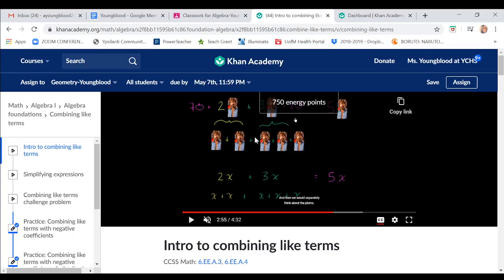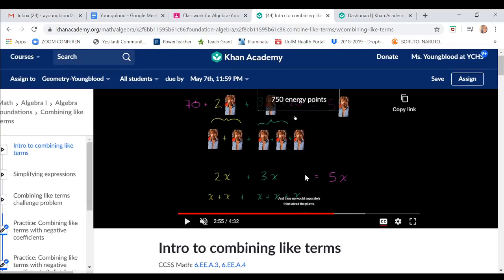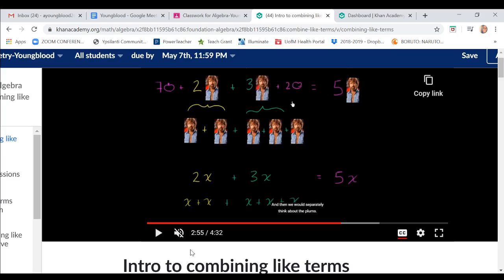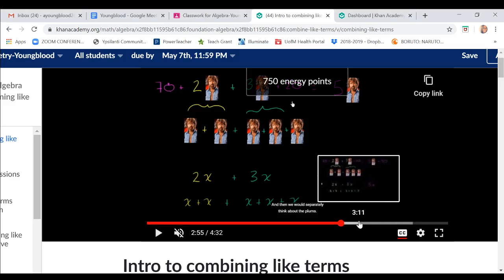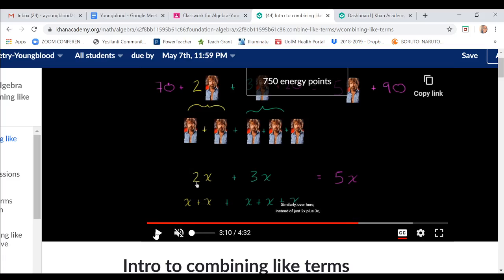So what is that going to simplify to? If you have 7 plums and 2 plums, how many plums are we going to have all together? Go ahead and think about that. And as you can see, we're going to get 9 plums. 7 plus 2 gets us 9. He's going to show the same example down here.